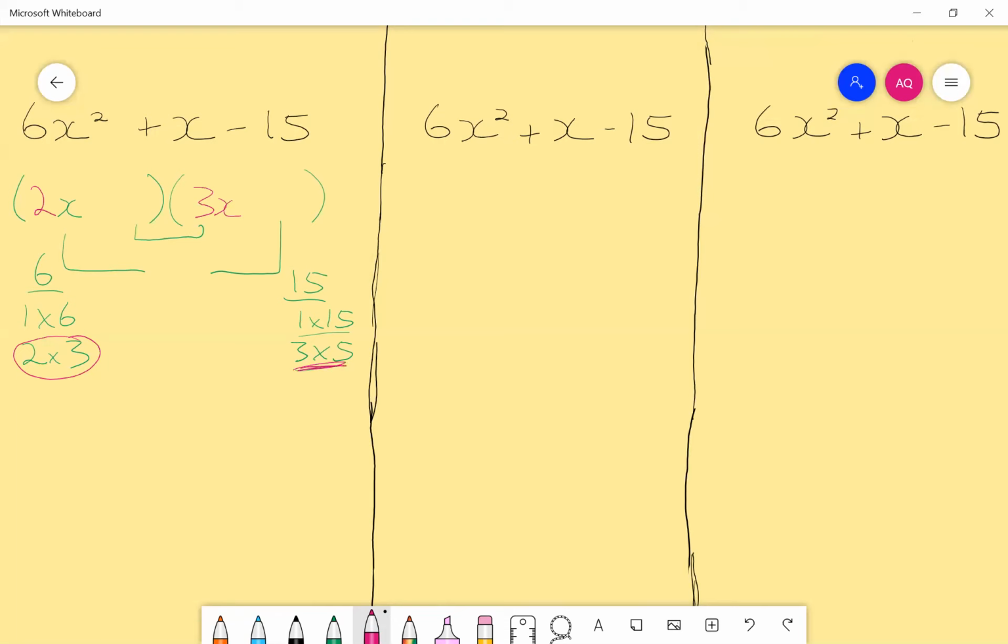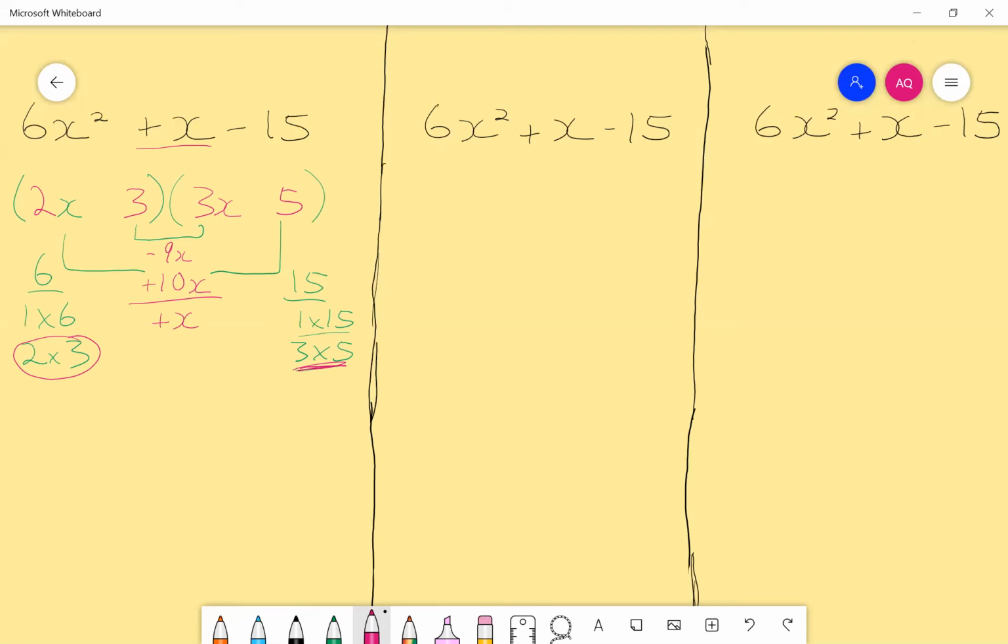So let's say if I was to put in 3 and 5 here, let's see, does that work? So that will give me 9x from the inside 2, and it would give me 10x from the outside 2. Now, can that combine to give me plus x? Yes, because if we make it a minus 9x and a plus 10x, that would combine to give plus x.